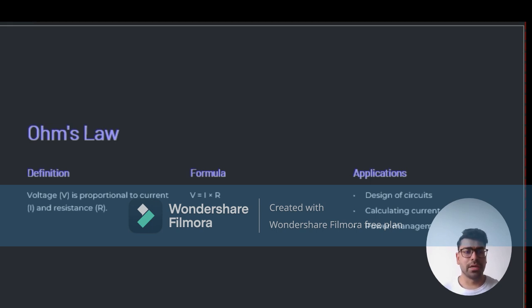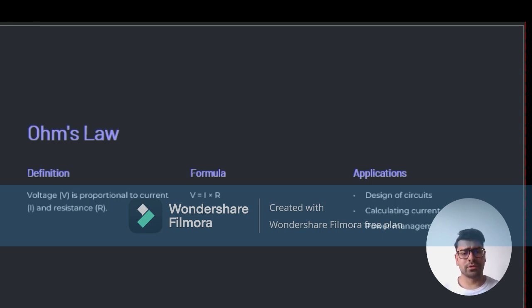For example, if we apply 9 volts across a resistance of 3 ohms, the current will be I = 9 volts over 3 ohms, which equals 3 amperes.